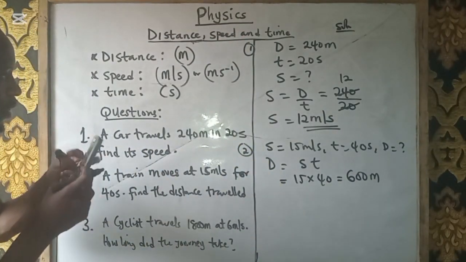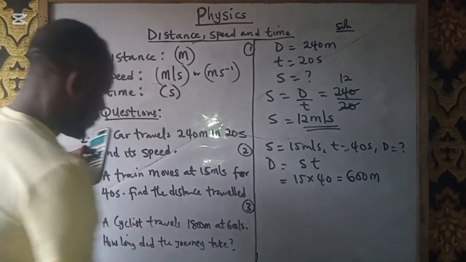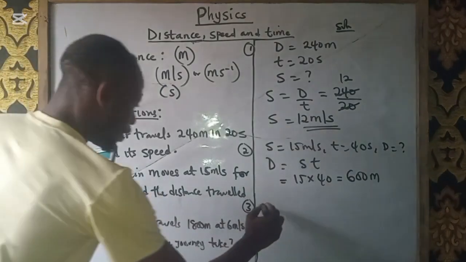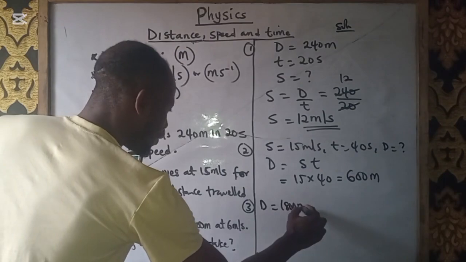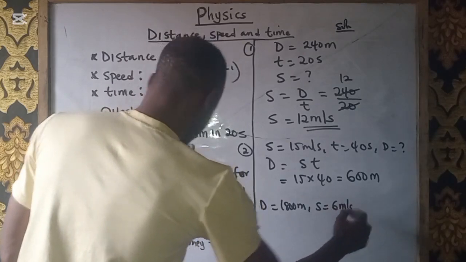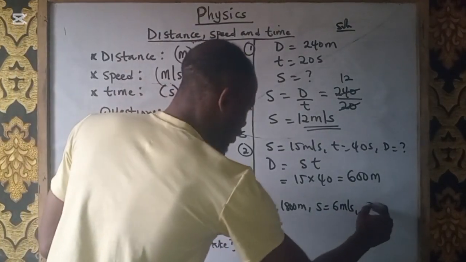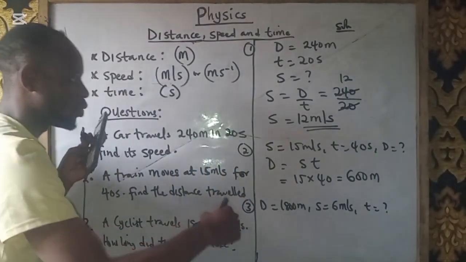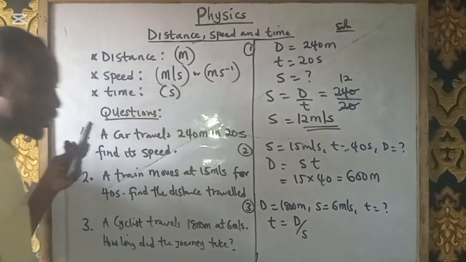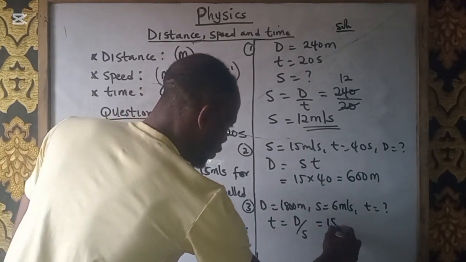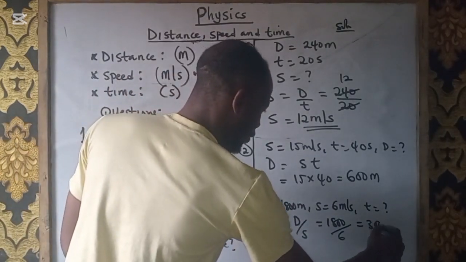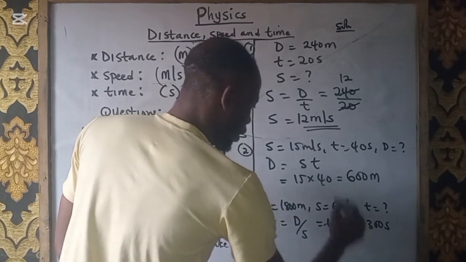Okay. Now let's take the third one. Number 3. A cyclist travels 1,800 meters. That's our distance. At 6 meters per second, that's the speed. How long did the journey take? So we are looking for the time. So of course, time is equals to what? Distance over speed. Don't forget the formula. Okay. So let's replace our value, 1,800 divide by 6. That should give us 300 seconds.